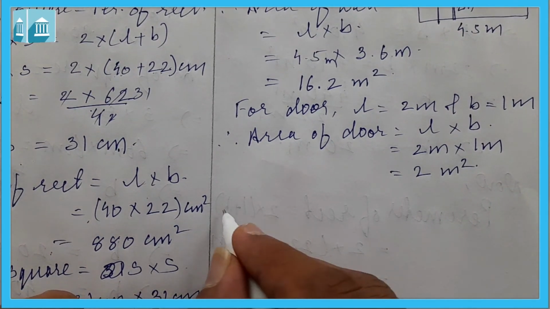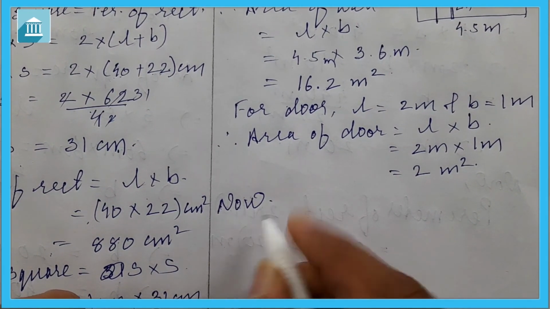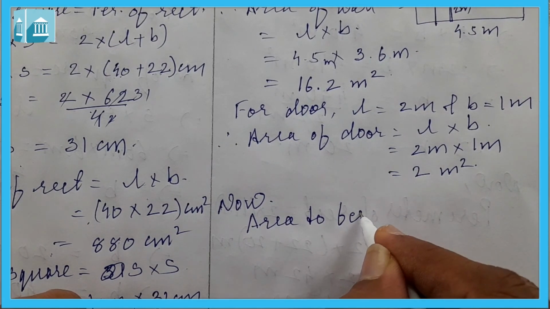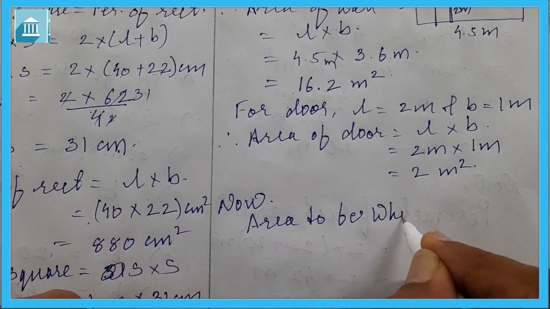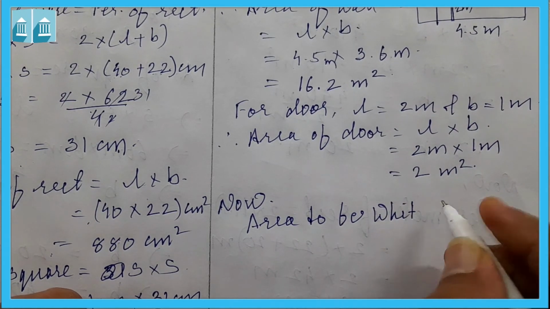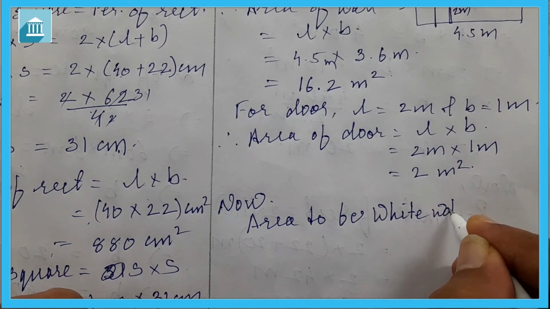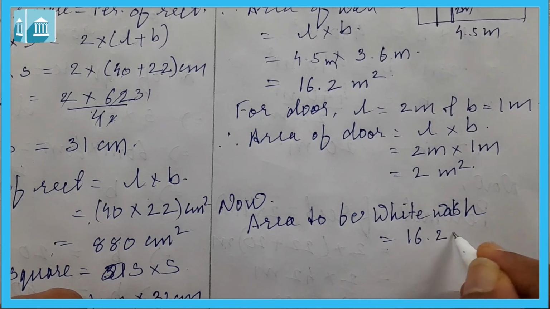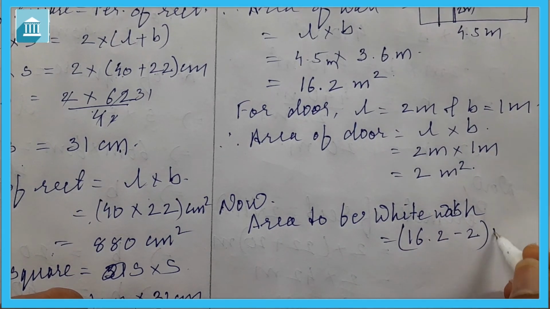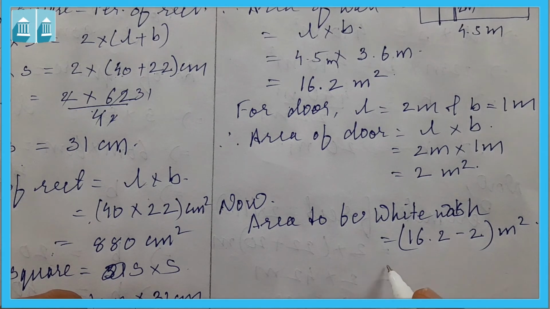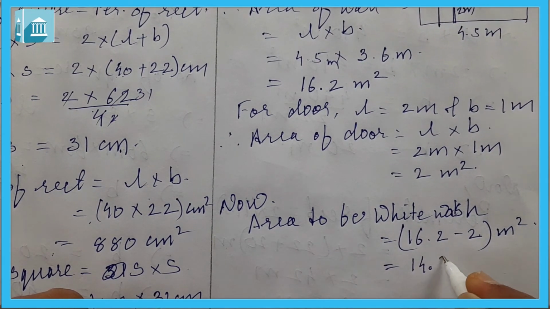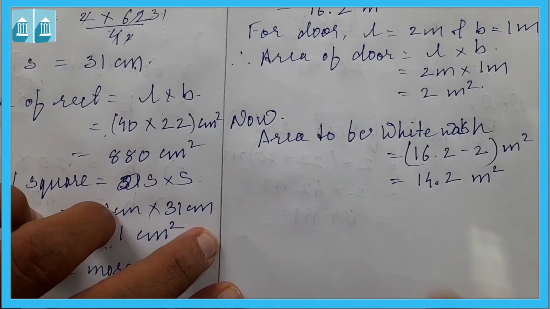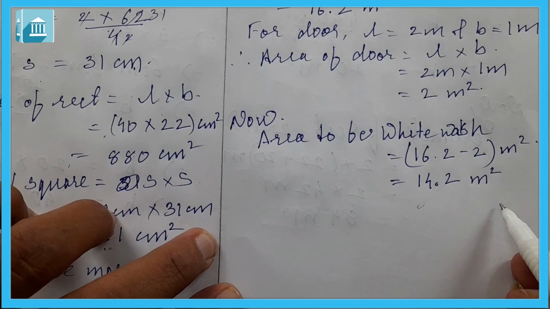Now area to be whitewashed. Now how much do we have to whitewash? We will remove the door, we will not whitewash the door. So area to be whitewashed is equal to 16.2 minus 2 meter square, which is equal to 14.2 meter square. So this 14.2 meter square area should be whitewashed.